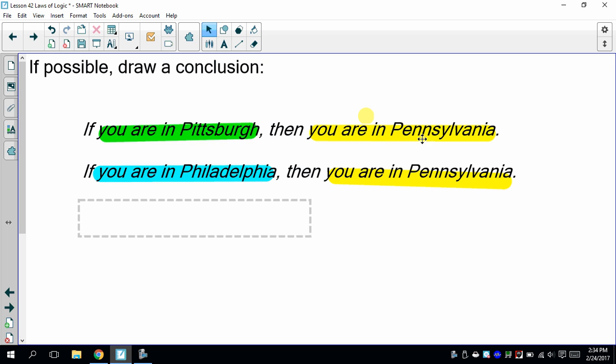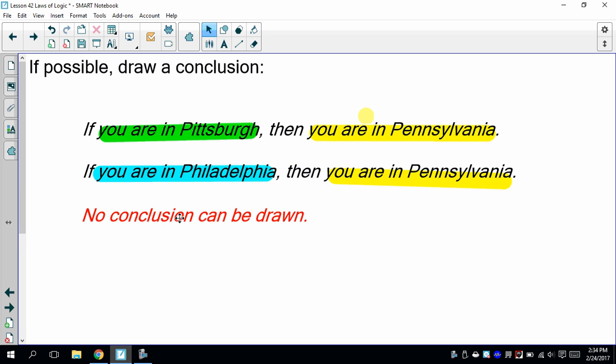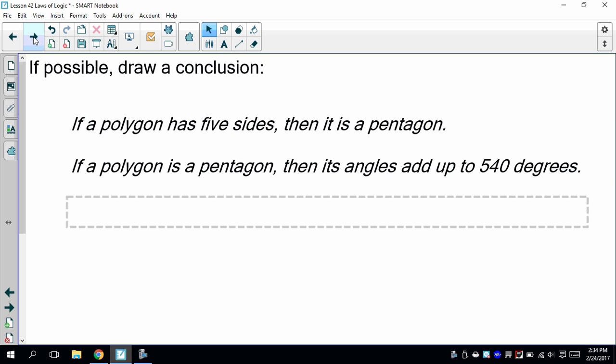the ending of the first sentence has to be the beginning of the second sentence. That's not true, so we can't draw a conclusion. So go ahead and pause and see if you can draw a conclusion, or if possibly there is no way to.